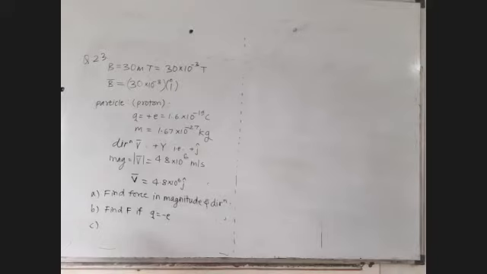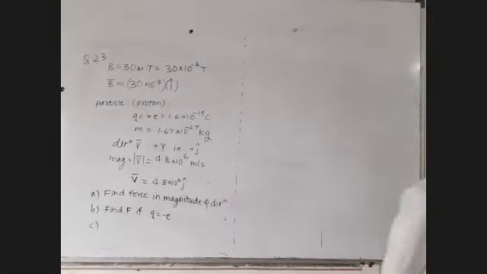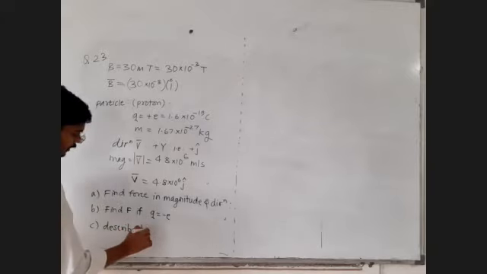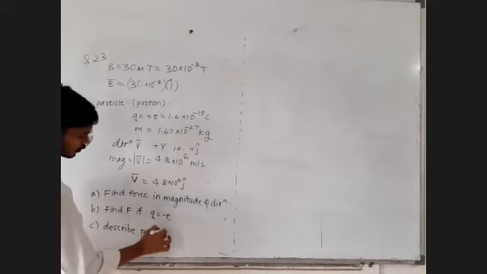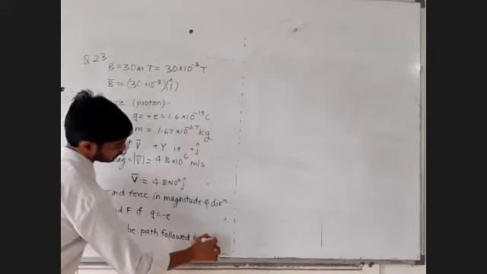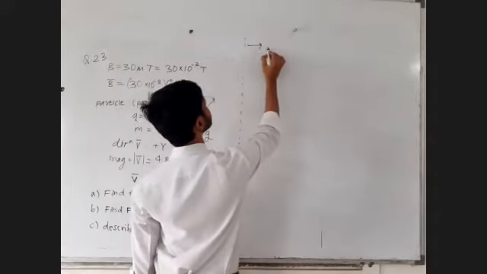Part 3: describe the nature of the path followed by the particle. Straight line, circle, ellipse, clockwise, anti-clockwise, in which plane it will rotate, all those things. Describe the path followed by the particle. Is it a circle, an ellipse, a straight line, in which plane is it, and if it is a circle, what radius. All that description we have to give. Okay, solution. Part A.